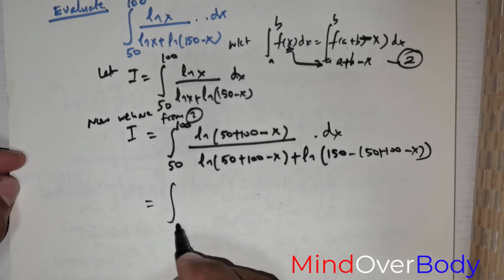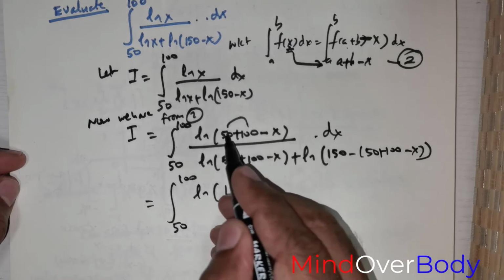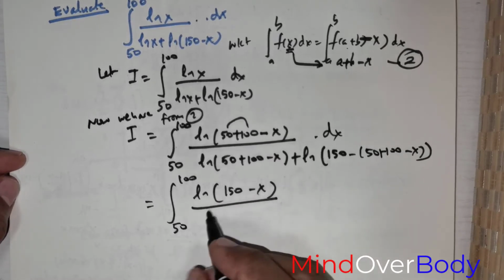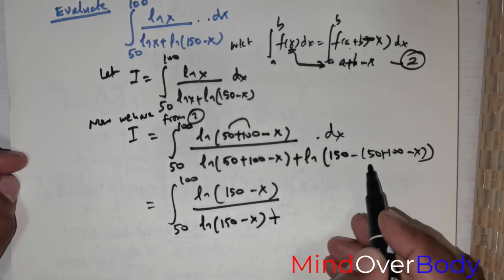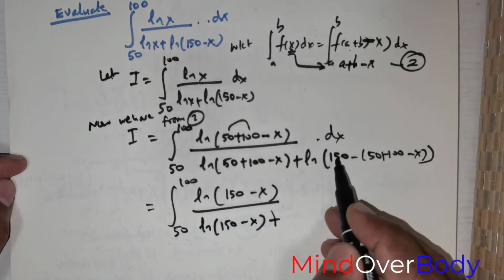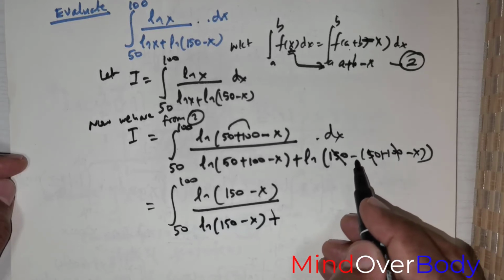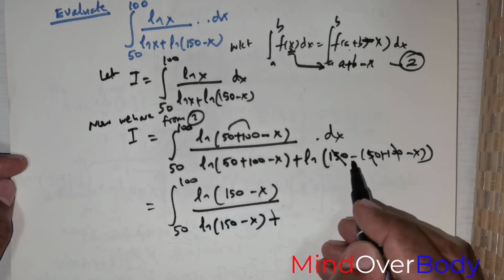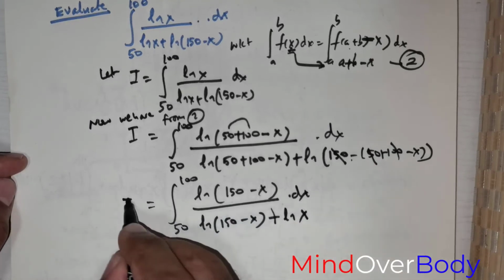So this is equal to the integral from 50 to 100 of ln of (100 + 50), which gives us 150 minus x, divided by ln of (150 minus x) plus ln of (50 + 100), which gives us 150. We got a negative sign, so this gets cancelled with the negative x preceding it. So that would mean you will have ln of x times dx. So this is equal to I.